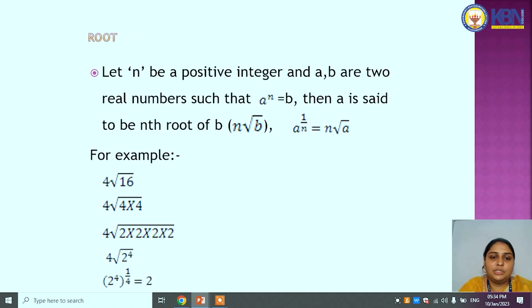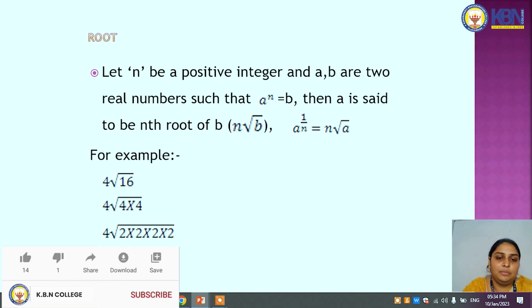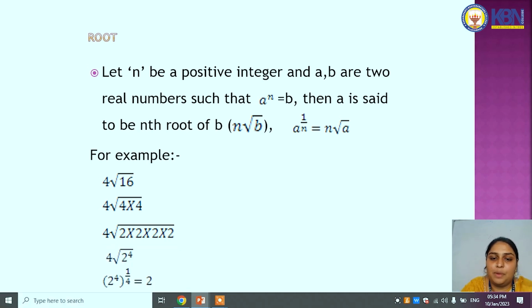And the next one is root. Here n is a positive integer. If a, b are two real numbers, and a power n is equal to b, then a is said to be the nth root of b. Here we use the radical symbol, that is the nth root of b can be written as b power 1 by n. Now here we have an example, 4th root of 16.